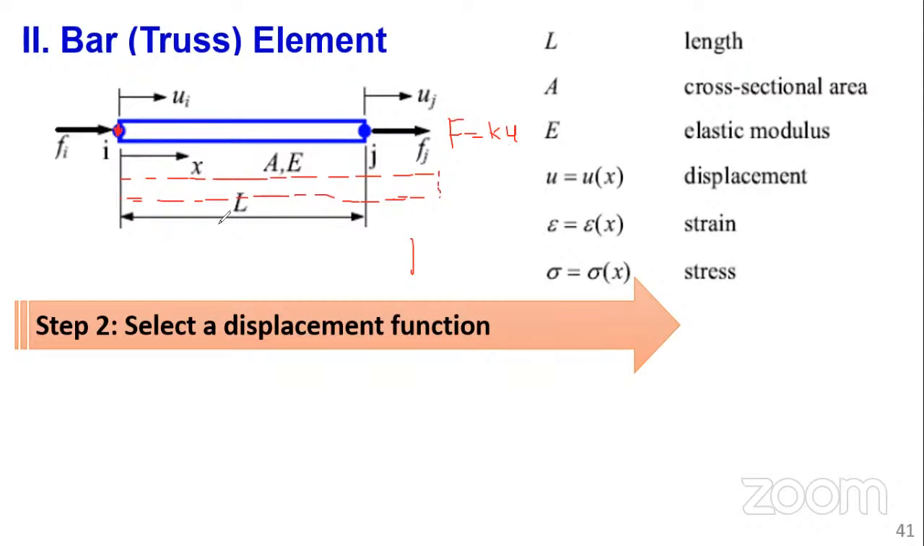What we are saying is at any one point along the length of this bar element, there is a linear variation. Displacement u(x), which is a function of x, varies linearly. Okay?